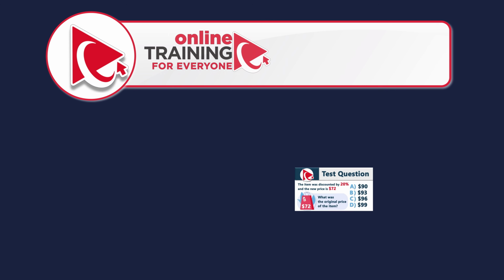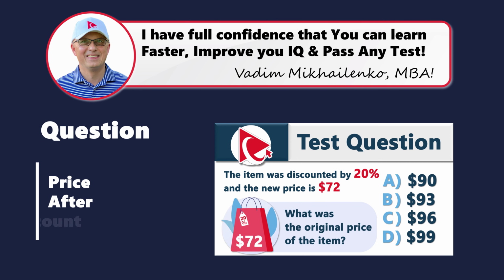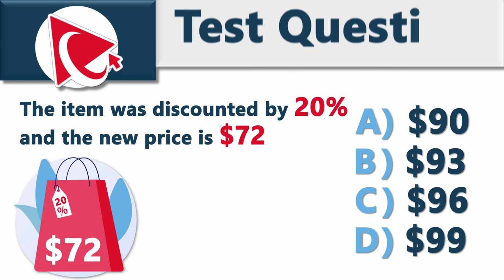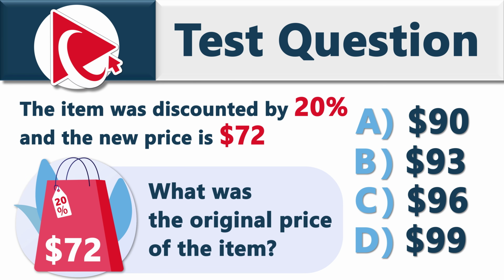Brace yourself for a question that's a little tougher than deciding what to watch on Netflix. No pressure though. You need to calculate the original price of the item, which was discounted by 20%, and the new price of the item is $72. Make sure you calculate it and select your answer out of 4 possible choices. Choice A, $90. Choice B, $93. Choice C, $96. And last but not least, choice D, $99.